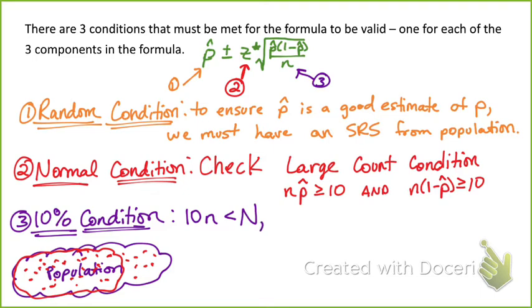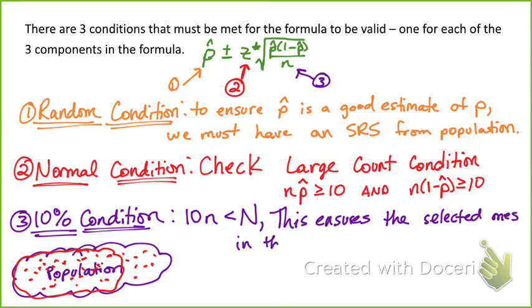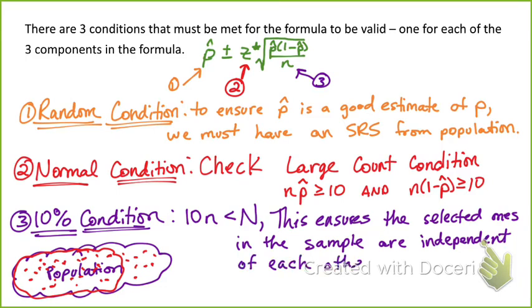So this ensures the selected ones in the sample are independent of each other, which reduces the chance of bias. This reduces our chance of bias.